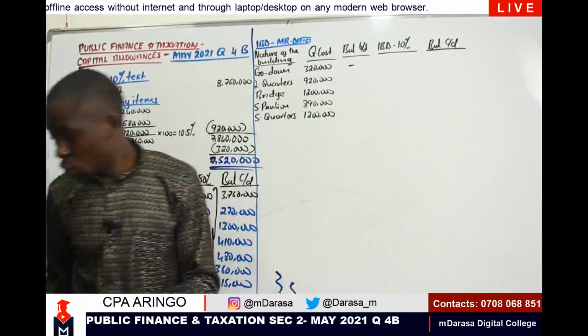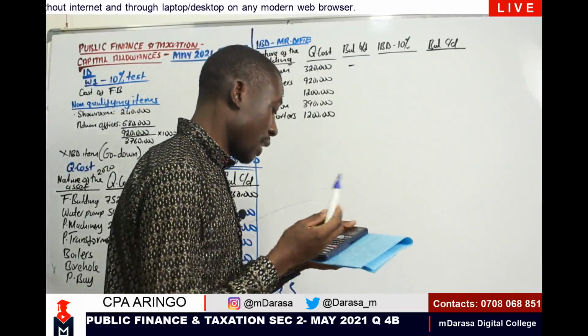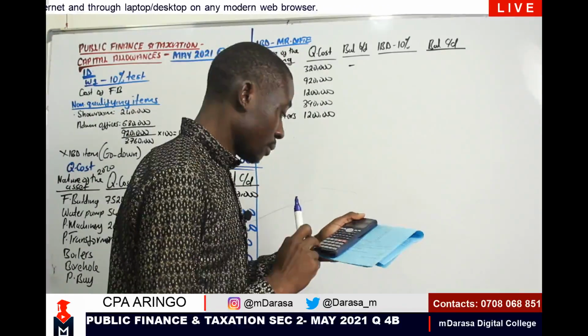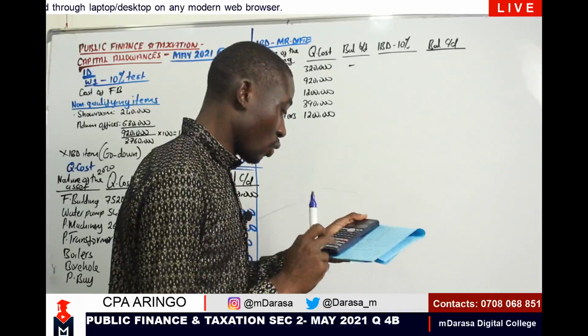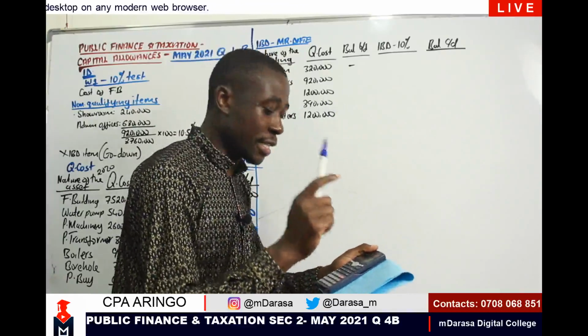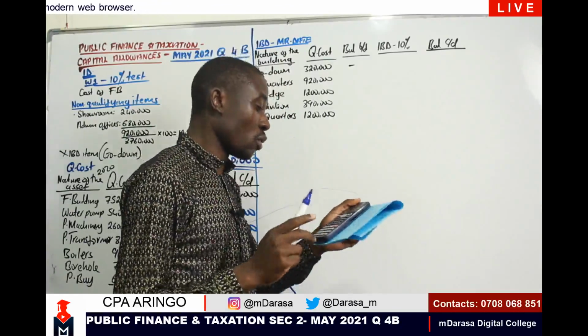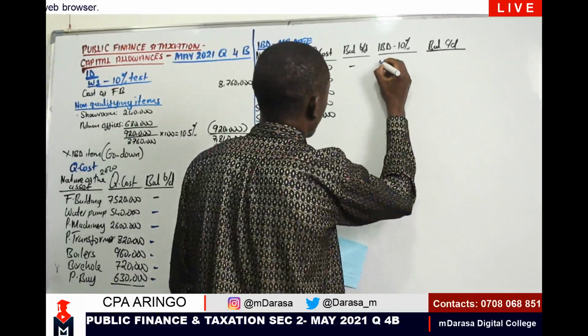So therefore, in providing our IBD here, this is what we are going to do. We are going to have 320,000 by 10%, correct? But for how many months? For only 6 months. So by 6 over 12, we should be talking of how much? 16,000 here.